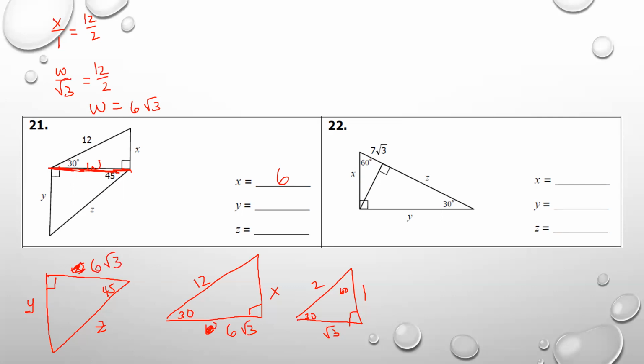Well, now I immediately know why, right? Because this is a 45, 45, 90, and the legs are the same. So y is 6 root 3, that's nice. And now we have to find z.